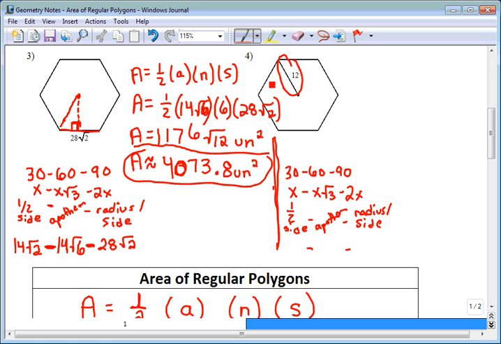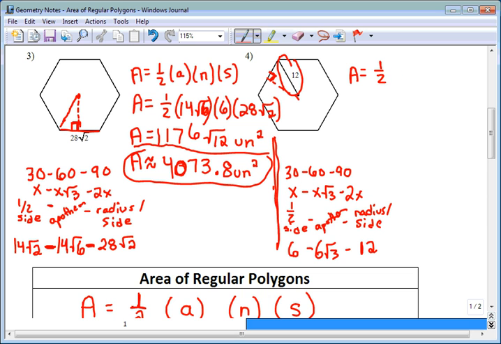So my radius is given to me as 12 units. So I know 12 is 2x. So if 12 is 2x, 1x is just 12 divided by 2, which is 6. And I plug this in that format. So this is 6 radical 3. And then I just plug that into my equation.